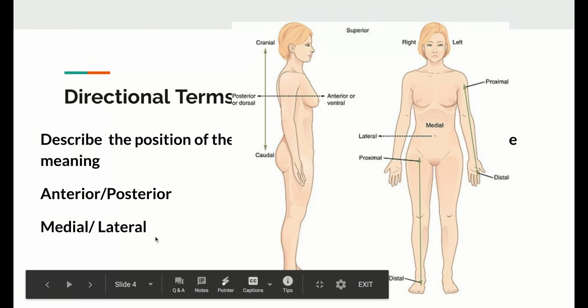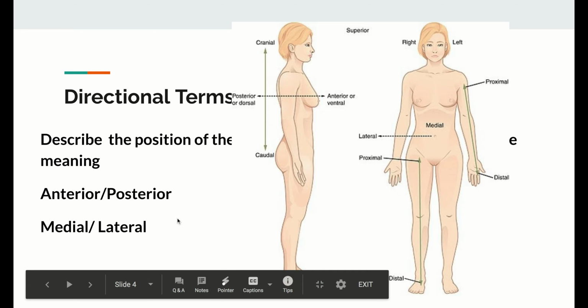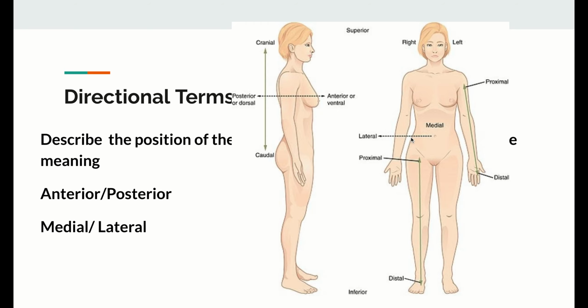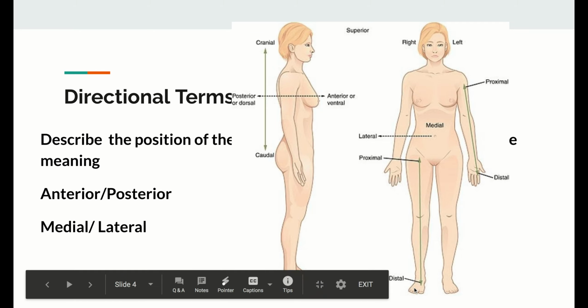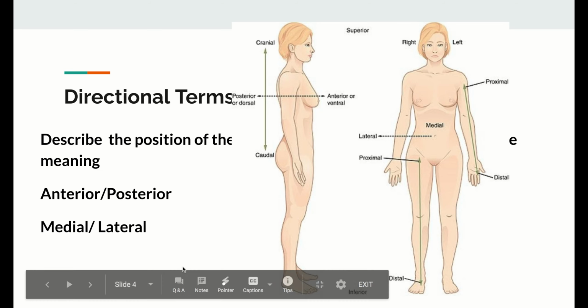Directional terms are terms that describe the actual position, and usually they have opposite meanings: anterior, posterior, medial, and lateral. Medial is toward the midline, lateral is away from the midline. Proximal is toward the midline of the body, and distal is away. And also anterior and posterior are directional terms, which refer to front and back.